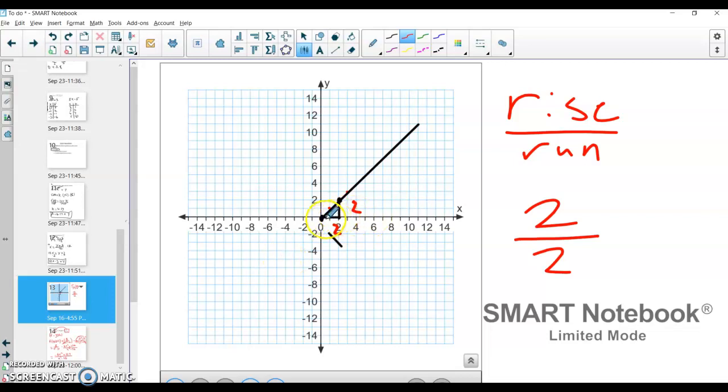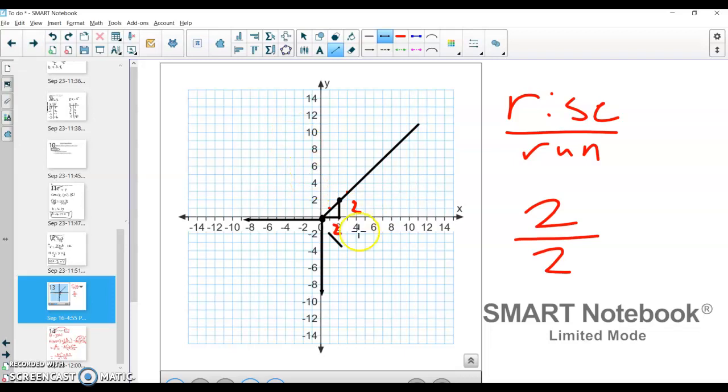Now, if it were to go to the left, and I'll draw a line here. If I were to go to the, I'll make it this line here. If I go this way, it's negative, okay? If I go down, it's a negative rise, okay? So left is a negative run, down is a negative rise. Up is a positive rise, to the right is a positive run, okay?